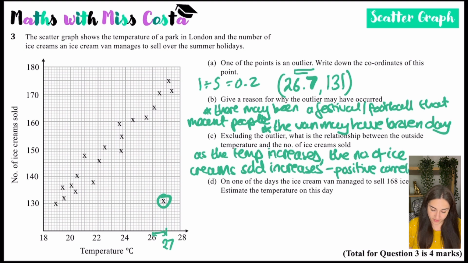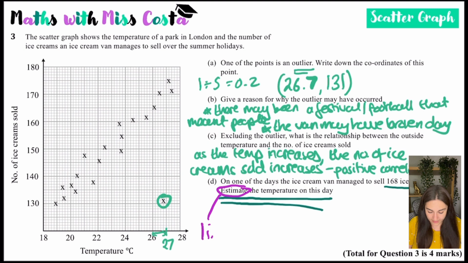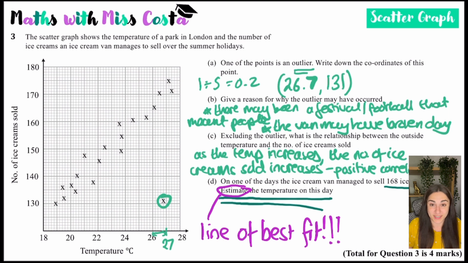Now the last part, and this is where people always seem to just get a bit lazy and just say, oh, I just know. It says, on one of the days, the ice cream van managed to sell 168 ice creams. Estimate the temperature on this day, and people just go to 168 and roughly say this is where it's going to be, which is great, except you're not going to get any marks for this. So if you see the word estimate, it means you need to draw a line of best fit. You absolutely have to draw a line of best fit. There's no two ways about it. Without a line of best fit, you get no marks, even if you're right.